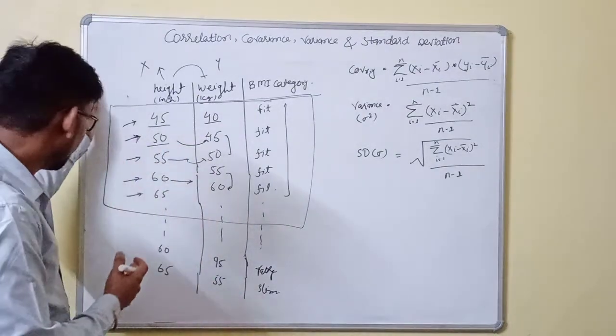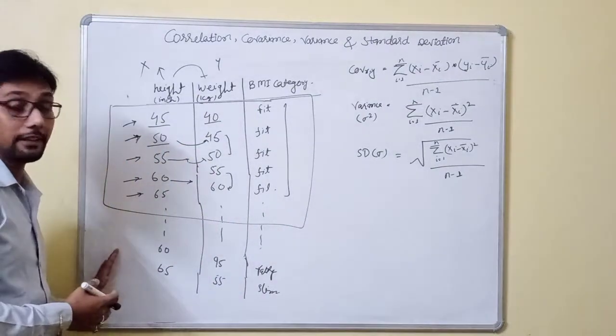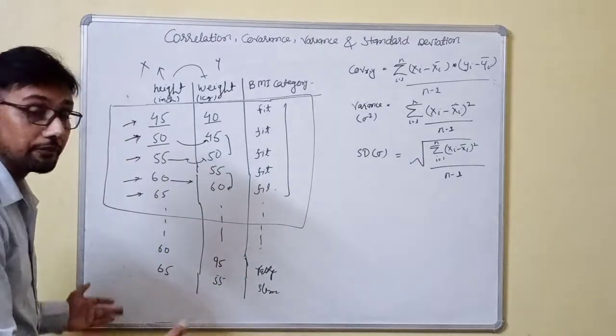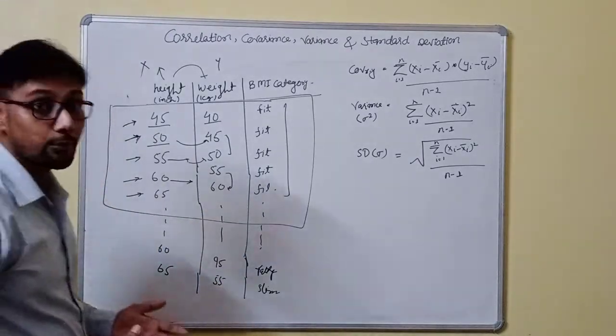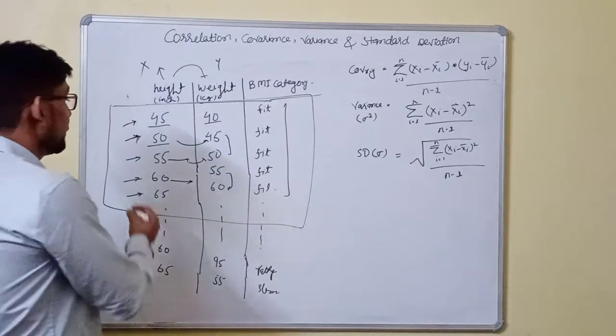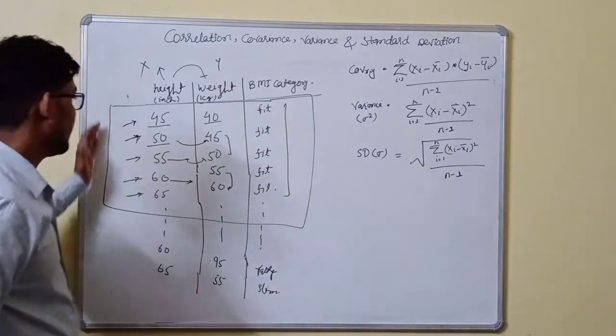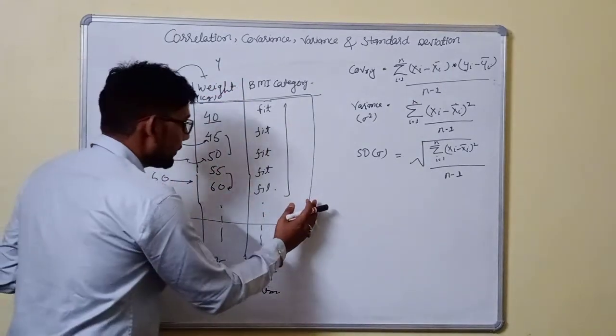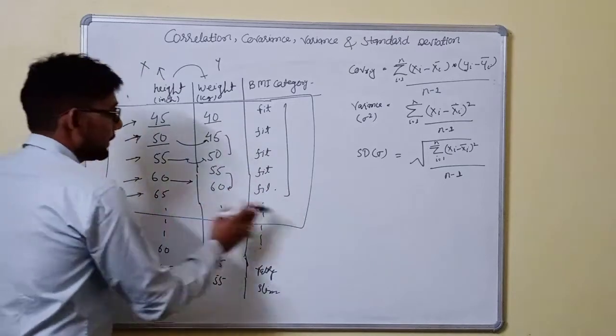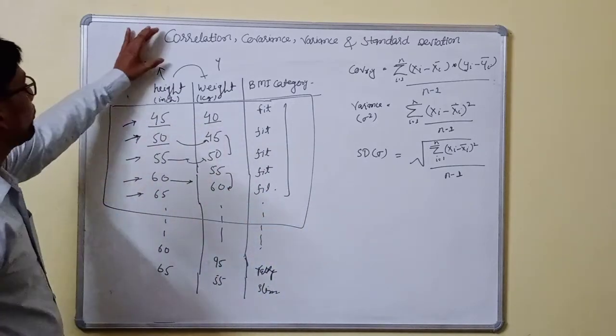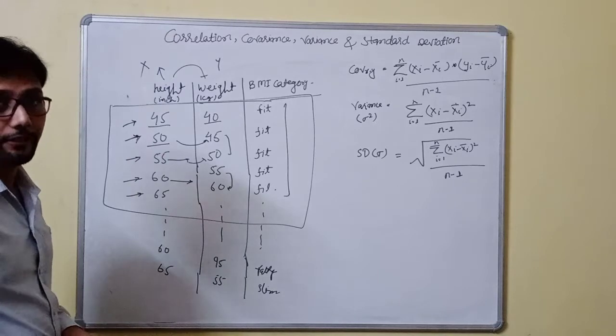What happens if this data is in millions? If we have millions of records, how do we calculate it? It's not possible to calculate manually, but using this simple and very short data set, we can calculate the correlation, covariance, variance and standard deviation.